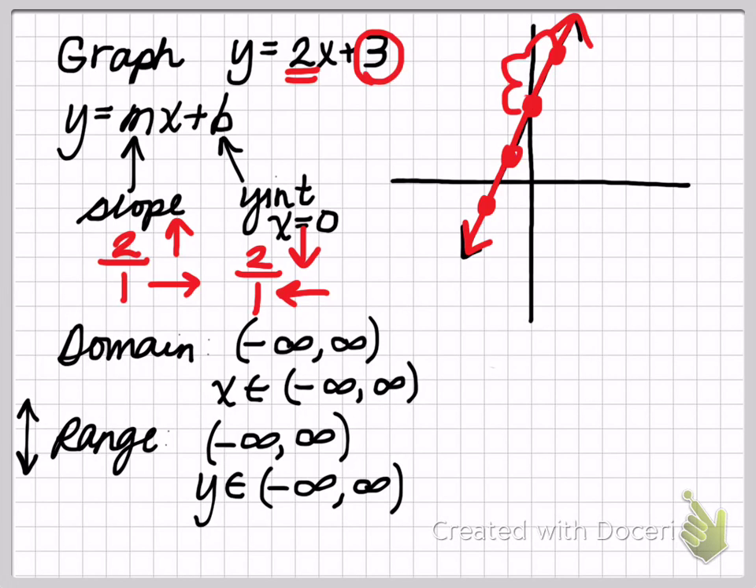Lastly, is it a function? Remember, to be a function, for every input, there is only one output. Graphically, that means that your graph must pass the vertical line test, and the answer is yes. This line does pass the vertical line test, so it is a function.